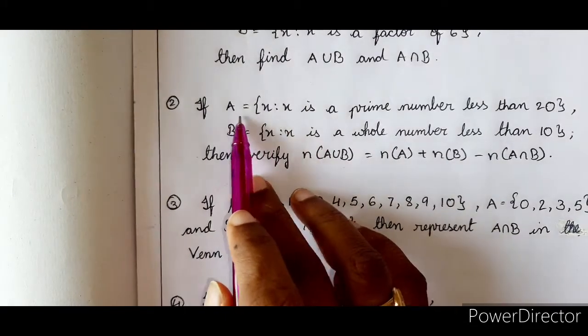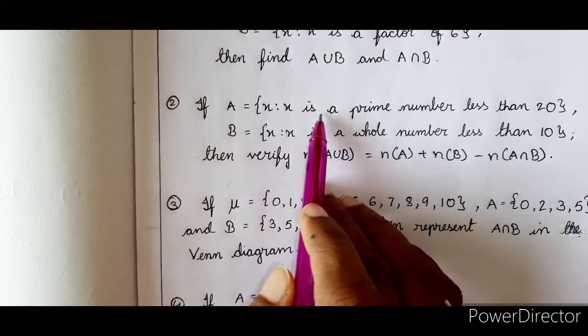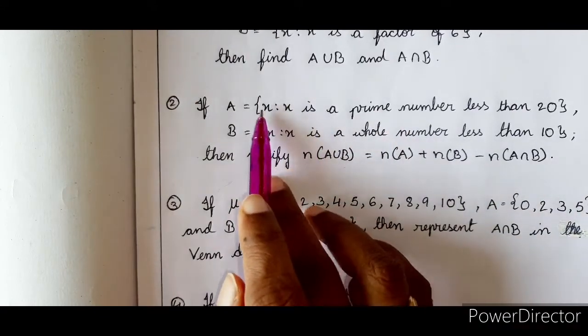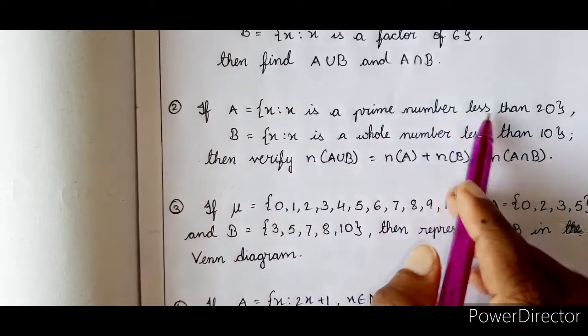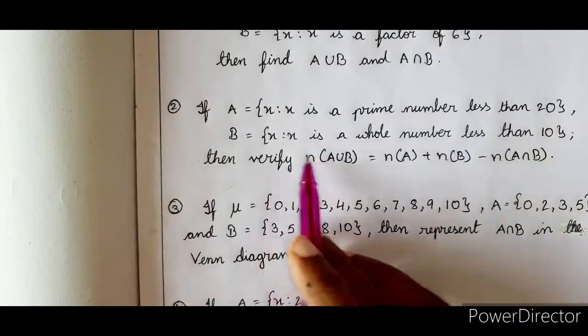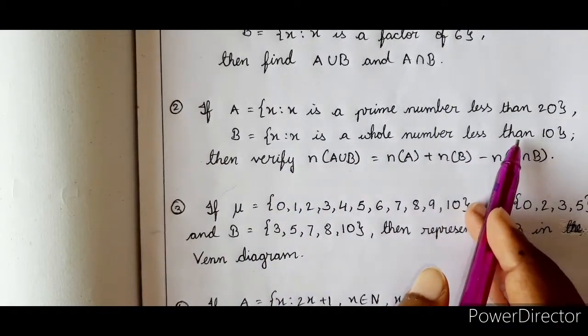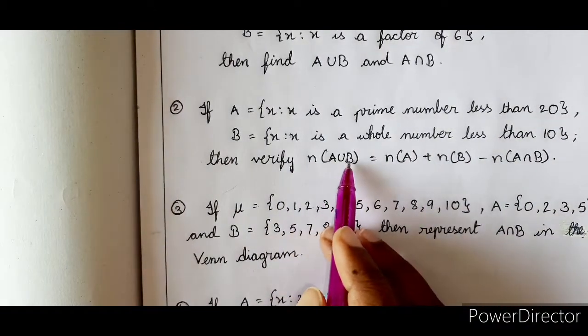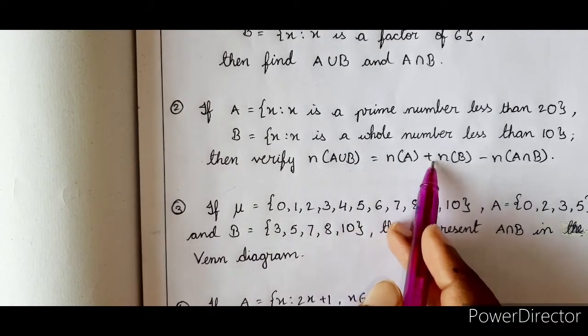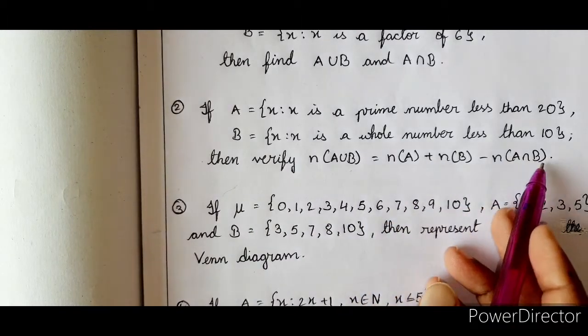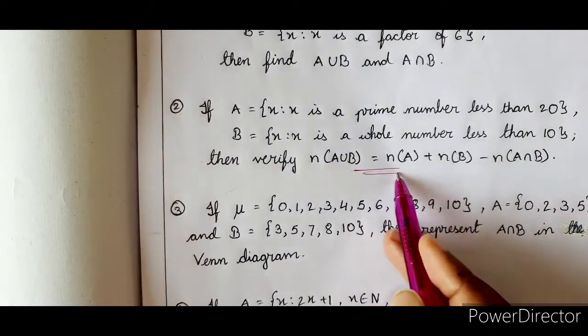If A is defined as {x: x is a prime number less than 20}, B is defined as {x: x is a whole number less than 10}, then we need to verify that order of A union B is equal to order of A plus order of B minus order of A intersection B.